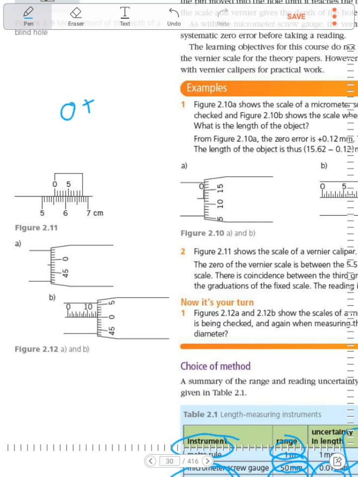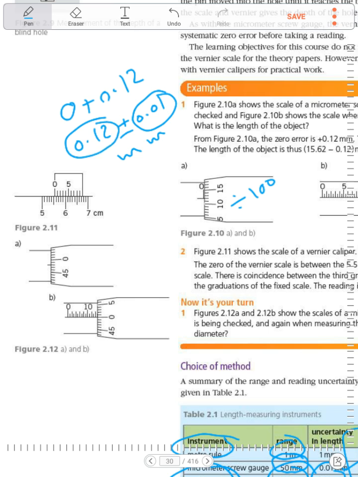plus. Now, here we have 5, 10, 11, 12. Take this value and divide by 100. So the value is 0 plus 0.12. The value is 0.12 plus minus 0.01 millimeter. This is the absolute error. This is the value. So your measurements must be 0.11 or 0.13. Your value is between these two numbers.